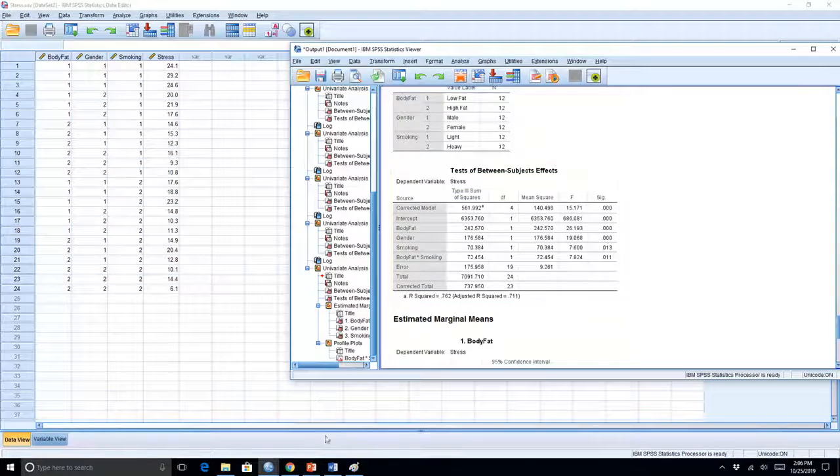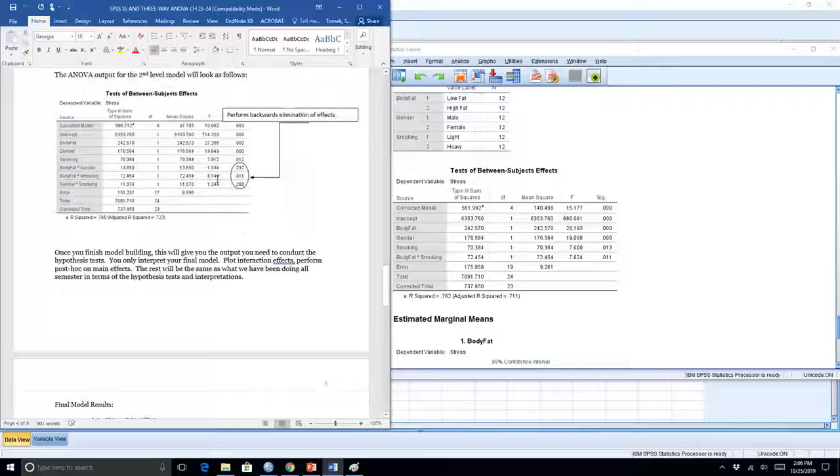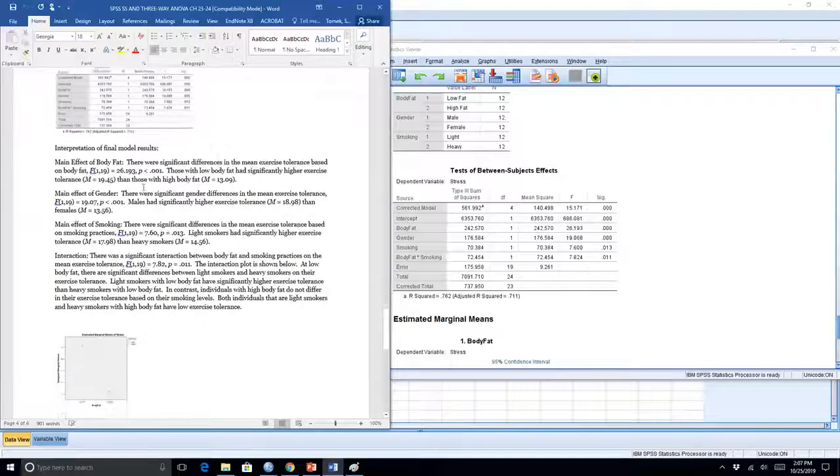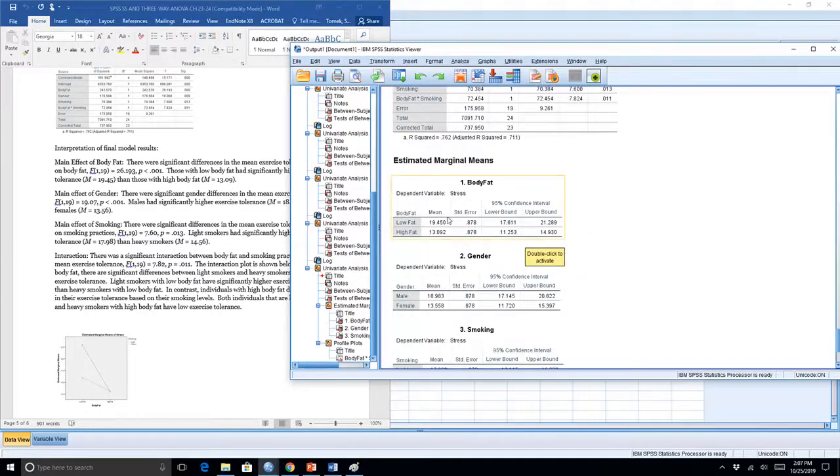Okay. All right, so I have included the interpretation. So again, once we've finished, here is my write-up. If we go to body fat, you see there is a significant effect of body fat, right? The F of 1 and 19 degrees of freedom is equal to 26.193, and the p is less than 0.001. If we go to the two body fat conditions, the stress level is significantly higher in the low fat condition as compared to the high fat condition. I probably should have put standard errors, but I just put means.